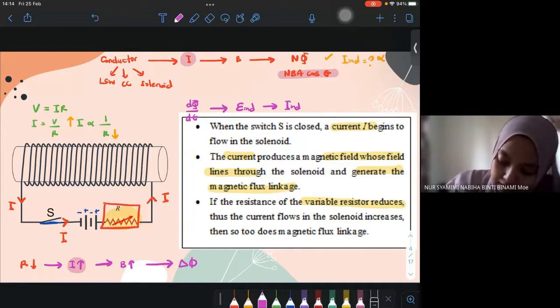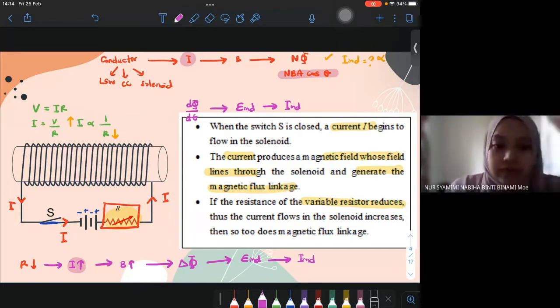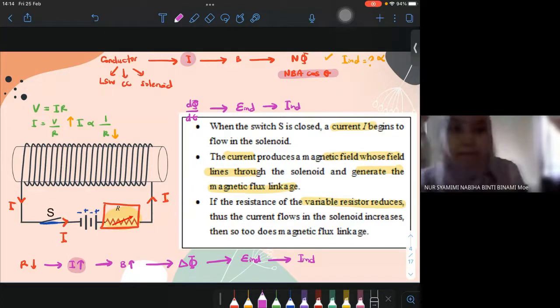Ada, madam. Dia akan ada perubahan dekat flux. Yes, very good. Bila ada perubahan dekat flux, maka dia akan menghasilkan E induced dan akan menghasilkan I induced. Faham tak? Macam mana dia terjadi?